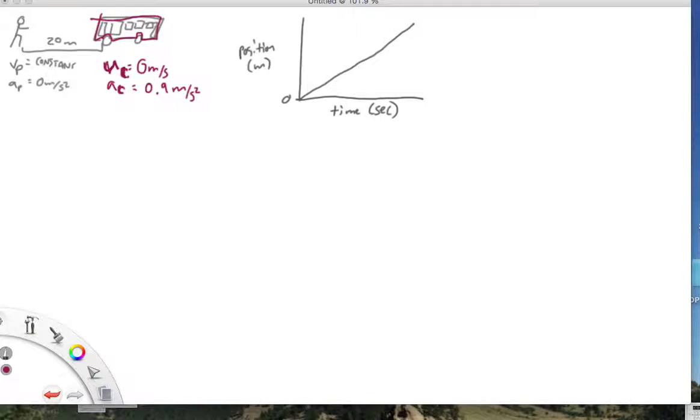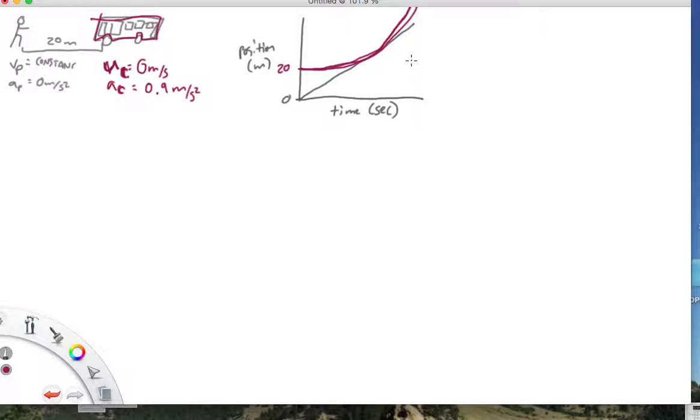But the streetcar does not start at 0. The streetcar starts 20 meters away, and it starts to speed up. It starts at 0 velocity, so it would be a flat line right here for the instantaneous velocity. And as it speeds up, its slope gets bigger and bigger and bigger. That should be a curvy line. I didn't draw that very well, so it should be something like this, a curvy line. I'll do it one more time, like that, sort of.